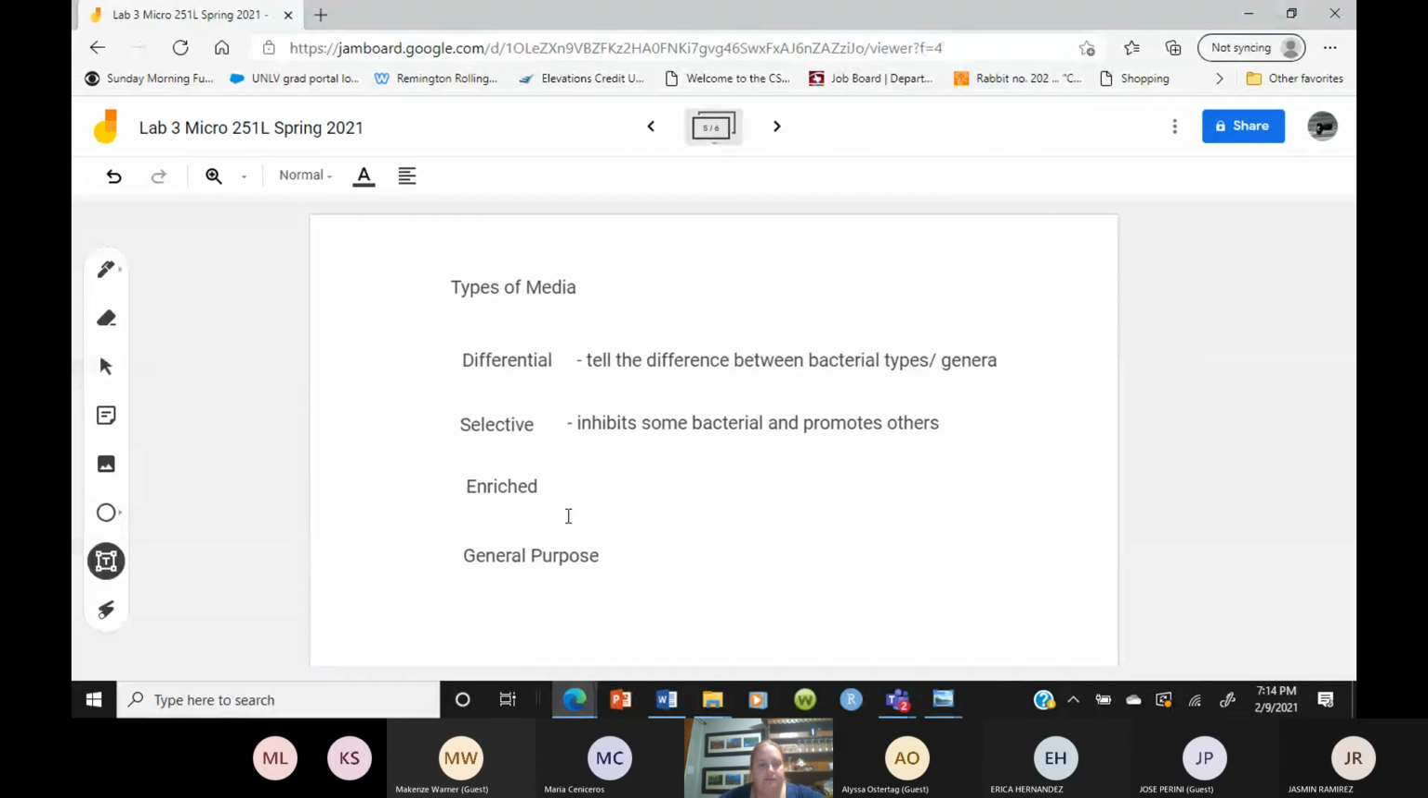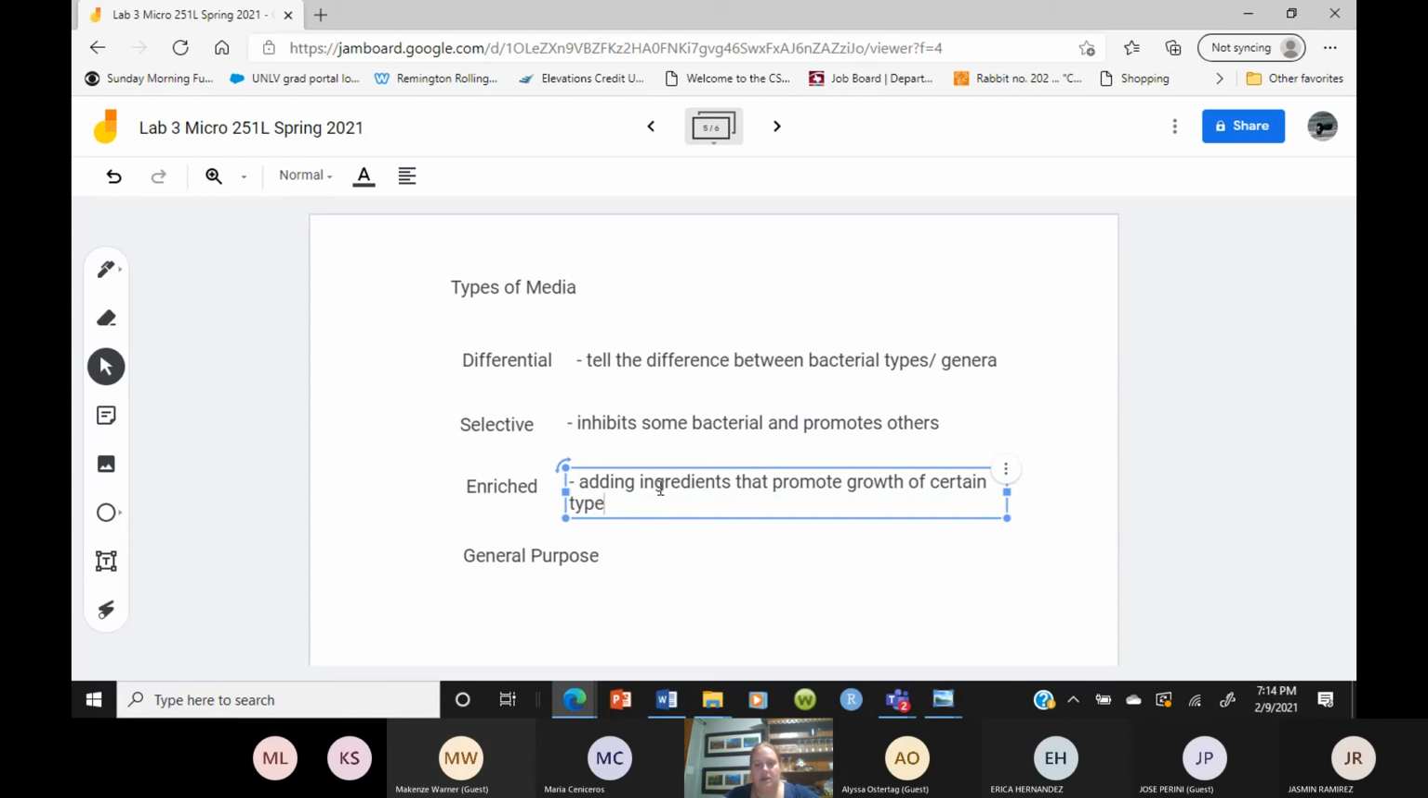Enriched is the third type here. Enriched, kind of as it refers to, is where you're adding ingredients that promote the growth of a certain type of bacteria. And one of the examples of this would be something called a blood agar plate, or a plate that has blood cells in it, and that promotes bacteria that can utilize the iron in those blood cells. So that promotes the growth of those specific types of bacteria versus other bacteria that can't access that iron. So that's another type of way of differentiating and enriching for certain types.